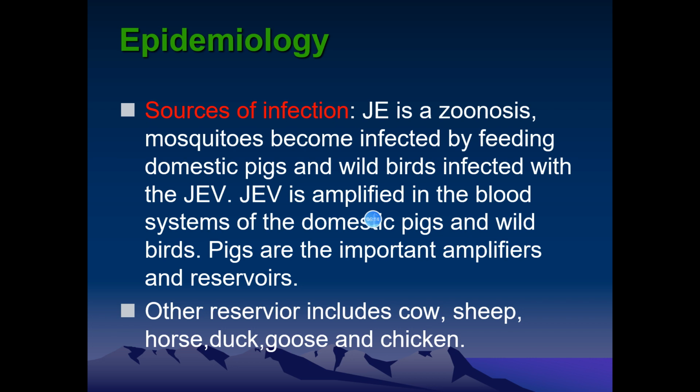Now we see the source of infection. JEV is a zoonotic disease. A mosquito becomes infected by feeding on domestic pigs and wild boars infected with the Japanese encephalitis virus. Infected mosquitoes then transmit the virus to humans and animals during the feeding process. The virus is amplified in the blood system of domestic pigs and wild boars. Pigs are the most important amplifier and reservoir. Other reservoirs include cow, sheep, horse, duck, goose, and chicken. From this, we should pay attention to pigs and wild boars infected with the virus.